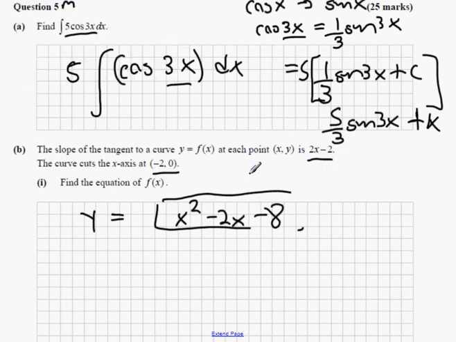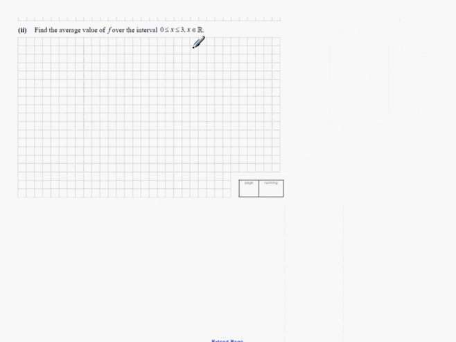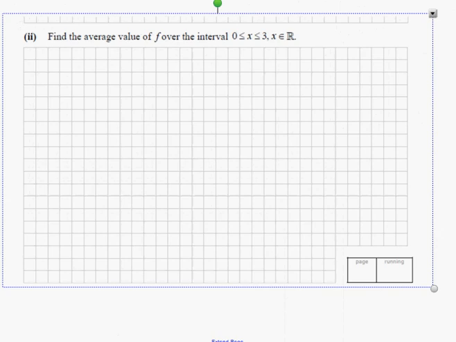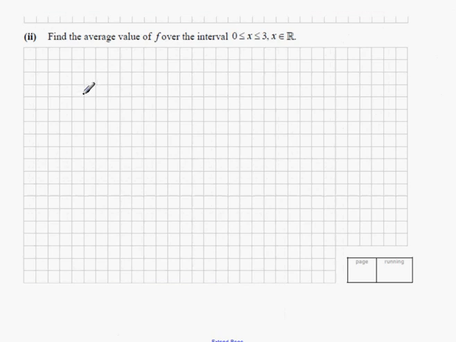Part after that then, guys, is that's our equation. Okay, now we're on to part... is there a part C to this, or B part 2? I think there's a B part 2. B part 2: find the average value of f over the interval. Average value over an interval, right? So there's an equation for this, okay?